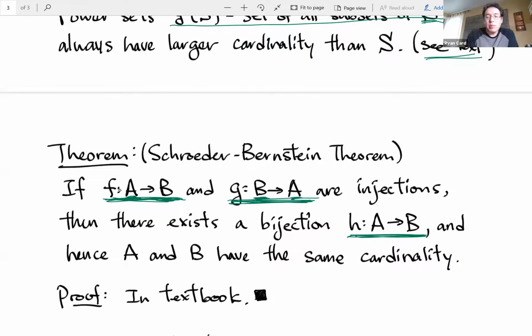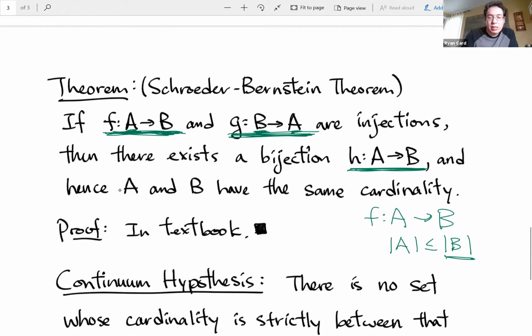What this means is that if you can find an injection from A into B, then A is at most the size of B. If you can find an injection into it, then whatever you mapped into is either the same size or larger. I hope that made sense.